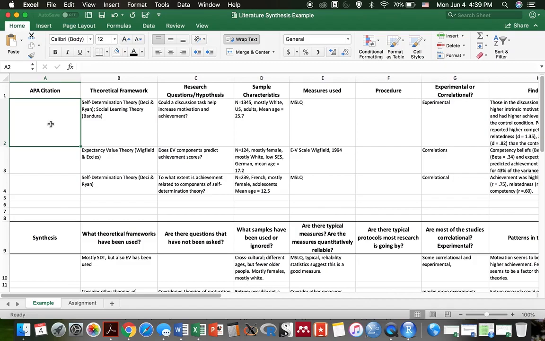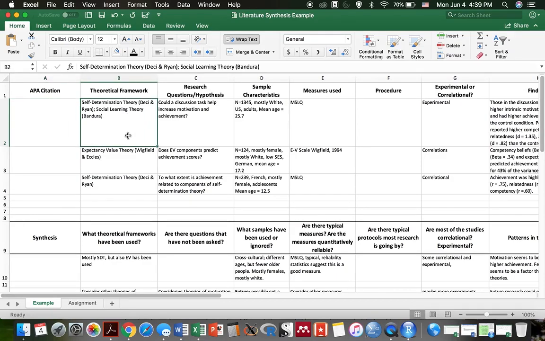Basically, I wanted you to pull out the citation because it would be easier for you to take that and put it into your reference page. I just put APA citation. Sometimes it's difficult to put it in APA format. That's fine. Just put the information down that you need in the order that you need it, and then you can adjust the format when you put it in your paper.